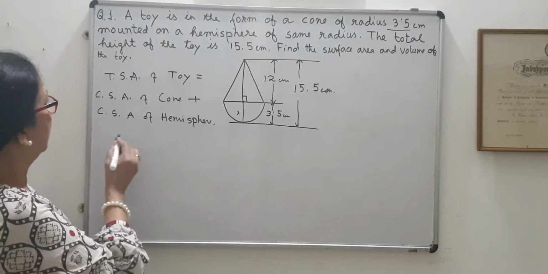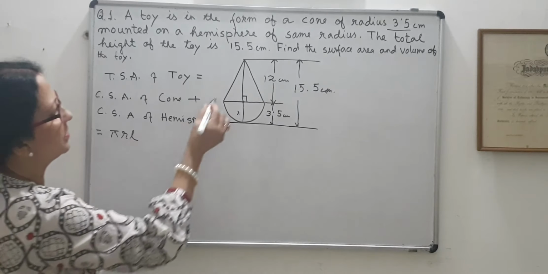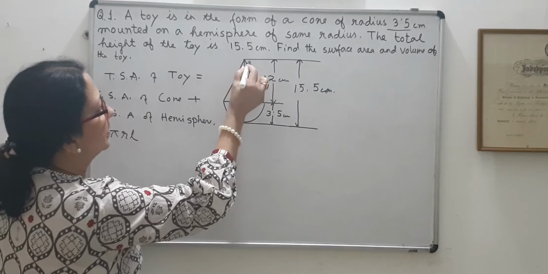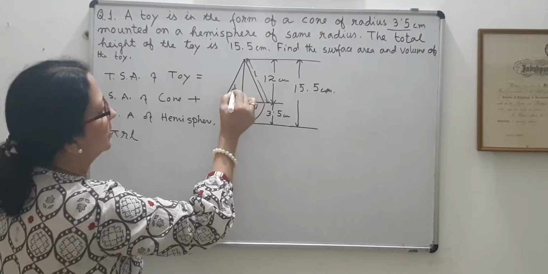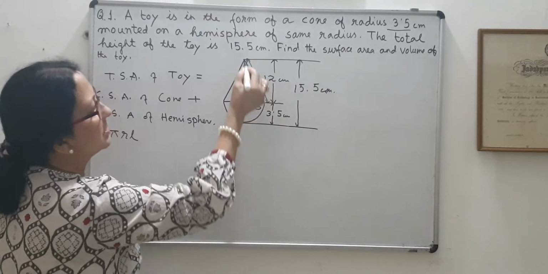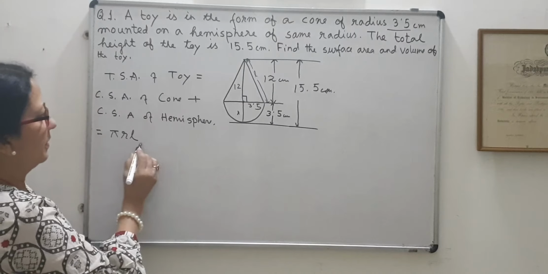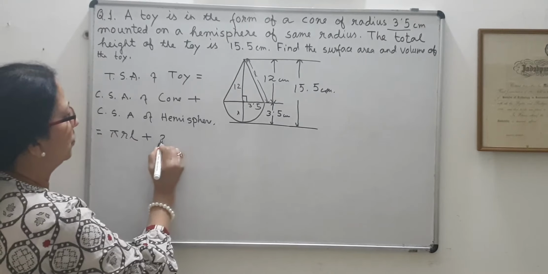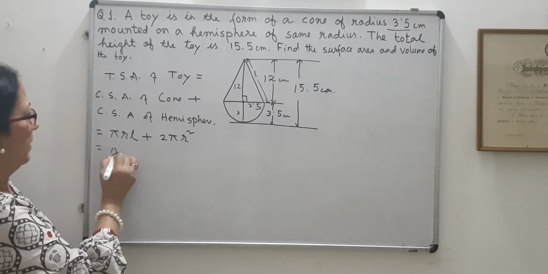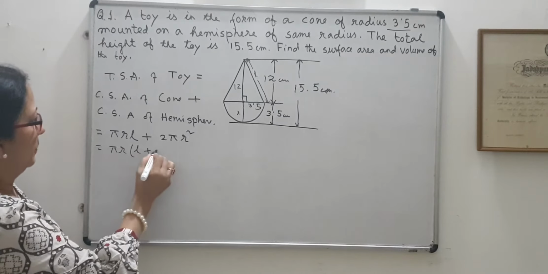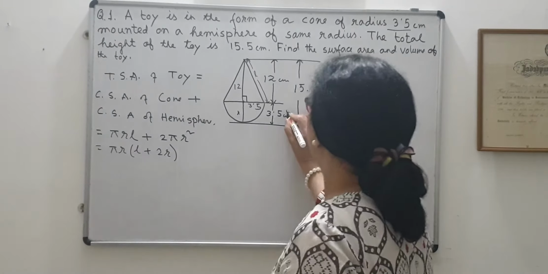Okay, so now let me write down the formula. The CSA of cone formula is pi r L, where L is the slant height. This is L, and this is 12 and this is 3.5. Now the slant height can very easily be found by the Pythagoras theorem. So the CSA of cone is pi r L plus the CSA of hemisphere is 2 pi r square. Now what we do, we take common pi r (L plus 2r). Okay, so the value of r is known. This r is 3.5.